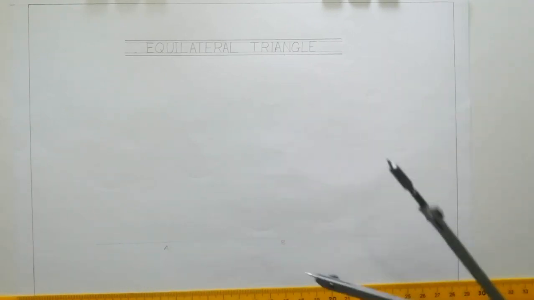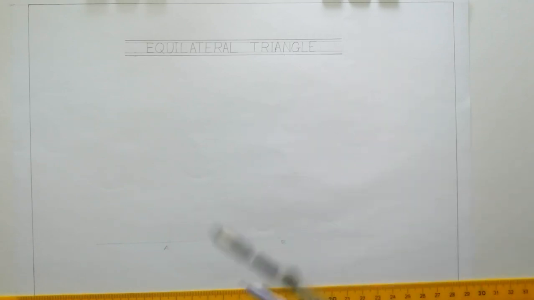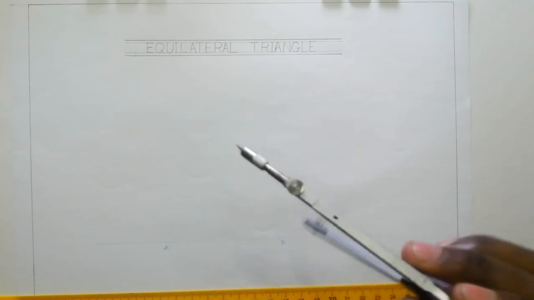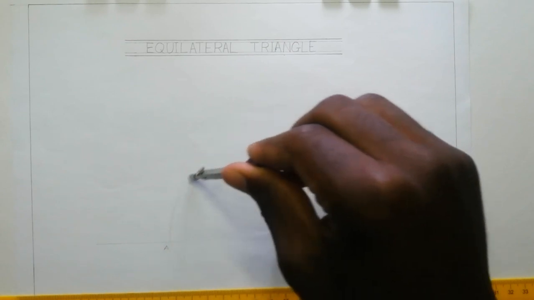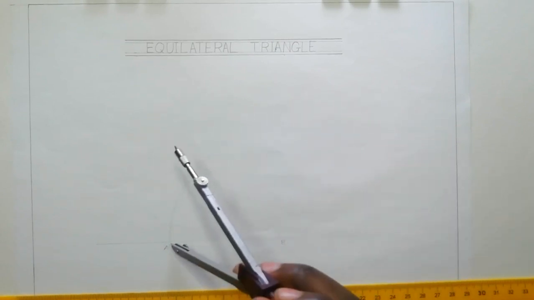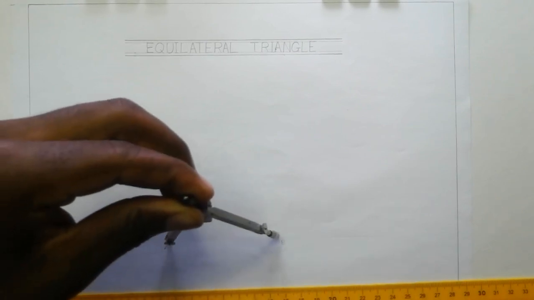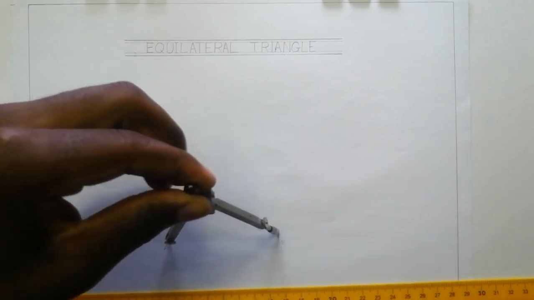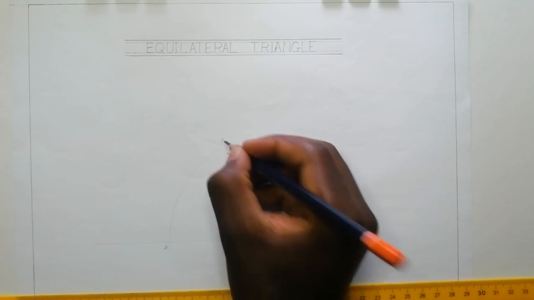Now, notice something. The easiest way to draw our equilateral triangle, since we know that it's got sides of the same length, is just standing at B, then striking an arc, standing at A, and striking an arc also. The point where these arcs meet is C. And now when we join the points ABC, we have our equilateral triangle.